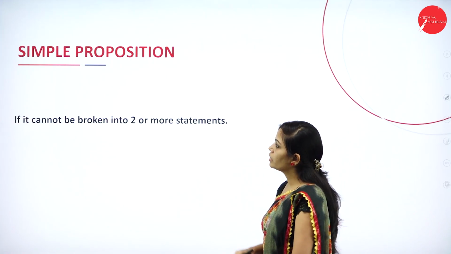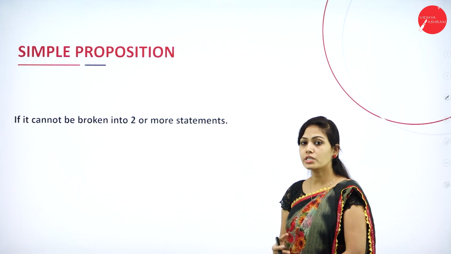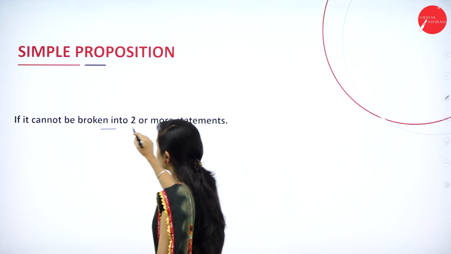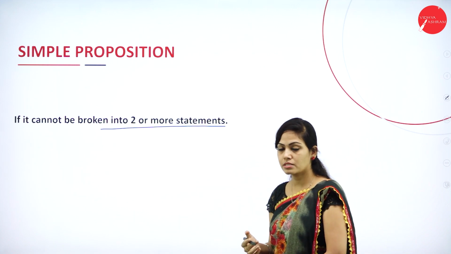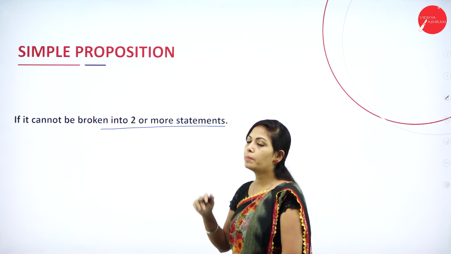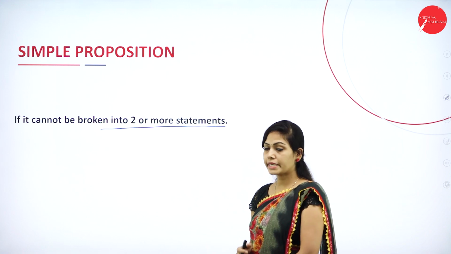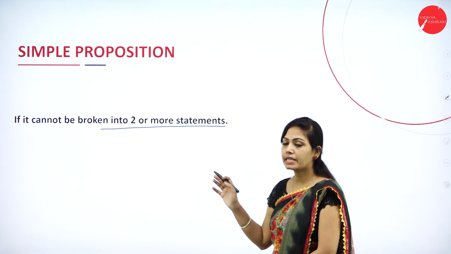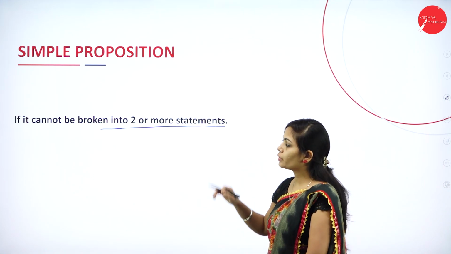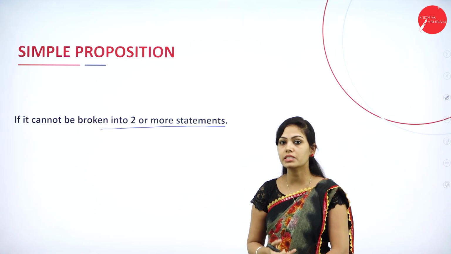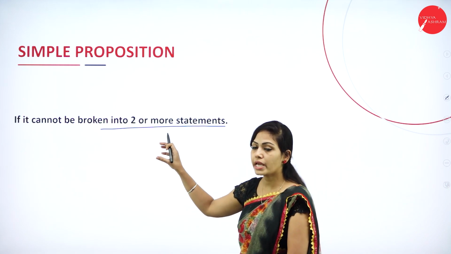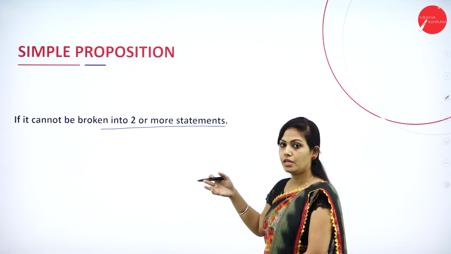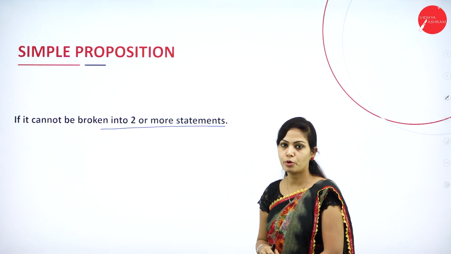And next we have simple proposition. So what is this simple proposition? If it cannot be broken into two or more statements, we can call it a simple proposition. Simple statement means it cannot be broken into two or more statements. Example for simple proposition is: today is Sunday. I'm giving one statement, that's it. This statement, today is Sunday, cannot be broken into two or more statements, so this is called a simple proposition.